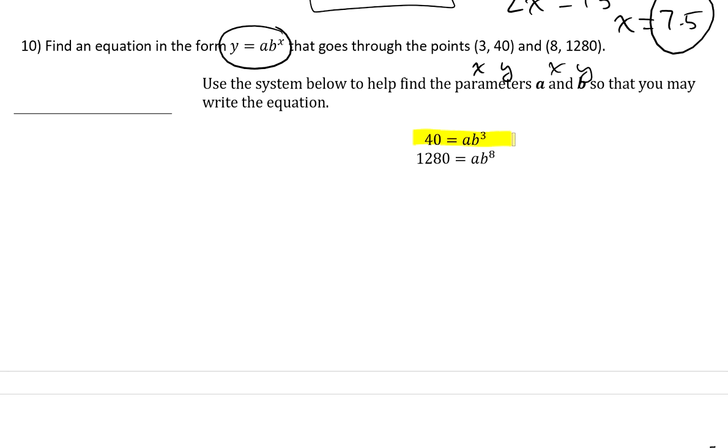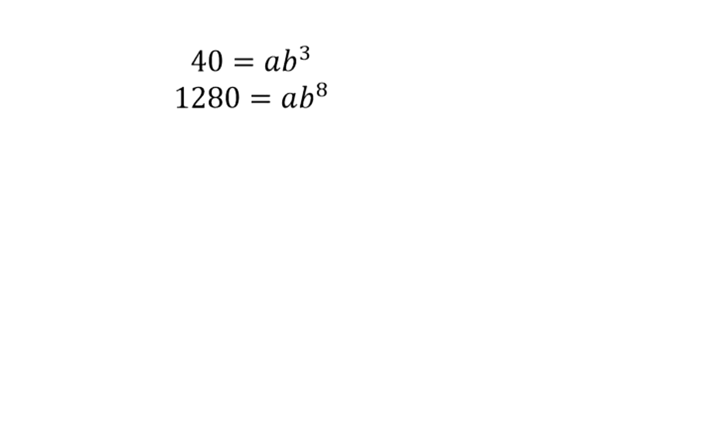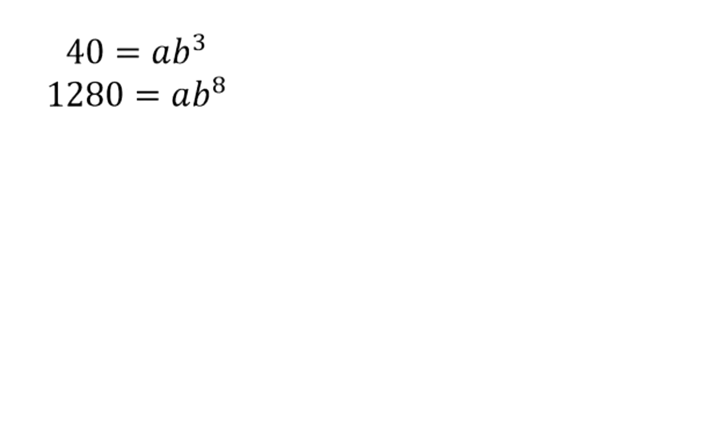One of the equations is 40 equals ab to the third, and that's being fed by this point: y is 40 and x is 3. And the other one is 1280 equals ab to the 8th, and that's being fed by this point. So the strategy is I'm going to get a alone in the first equation, and then use that as a substitution into the second equation. So let's take a look at that.